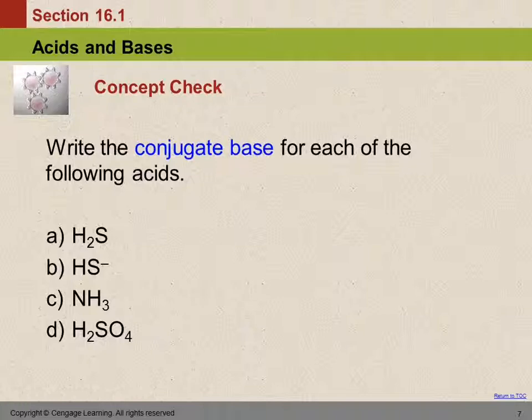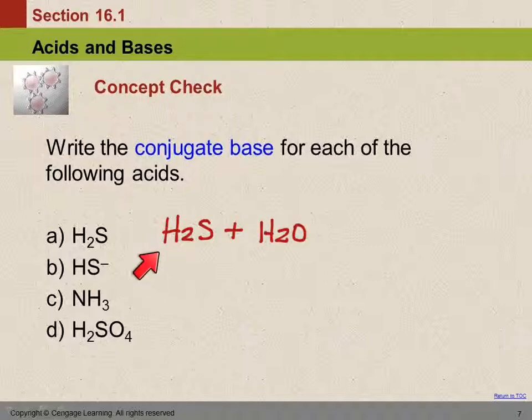Write the conjugate base for each of the following acids. So, conjugate acids and bases differ by one hydrogen ion, but does the base have one more or one less? So, let's think about this. These are acids, right? So, let's look at the first one, H2S. When that reacts with a base, let's just use water, because we've been looking at water as a base. When this acts as an acid, what does it do?